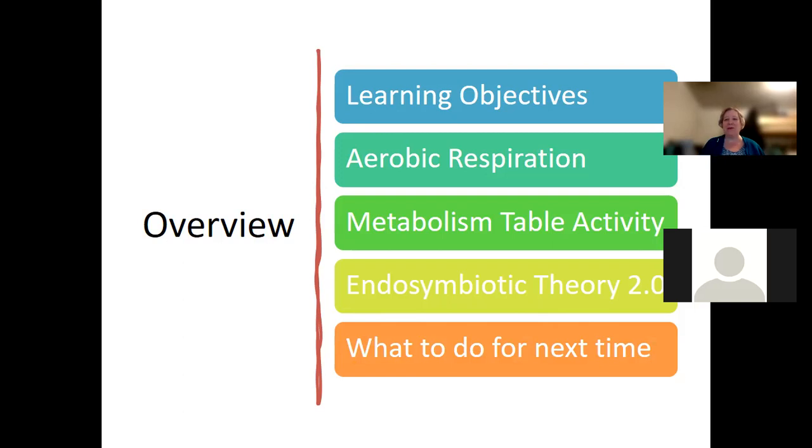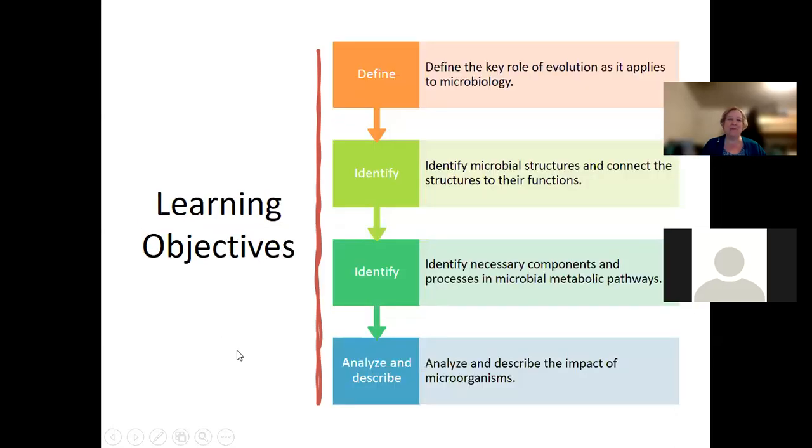So in other words, we're going to take what we learned about endosymbiotic theory back in chapter 4, and we're going to take what we've learned about metabolism and apply it to that. So we're going to take information from two different chapters and put it together, okay? And then we'll go over what's due on Friday and what's coming up.